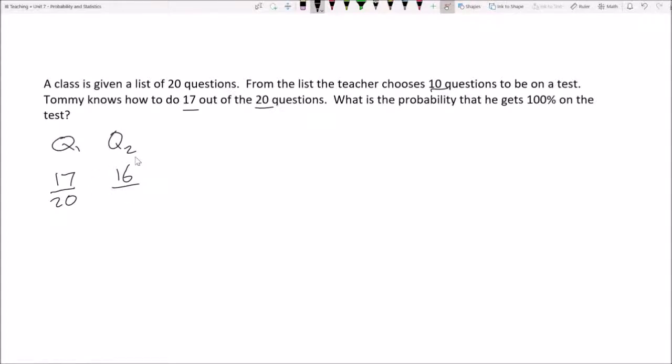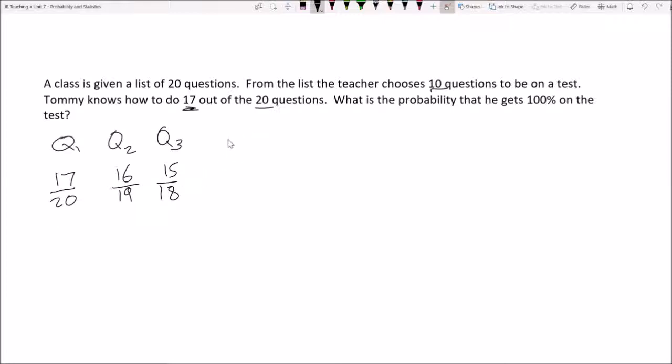And since it's not going to be the same question all the way through the test, each question will only be used once, there are not 20 questions to choose from anymore. There's only 19 questions the teacher can choose from. What about question 3? Now, Tommy already knows, he's already done 2 questions he knows how to. There's only 15 left out of the 17, so that's 15 out of 18.